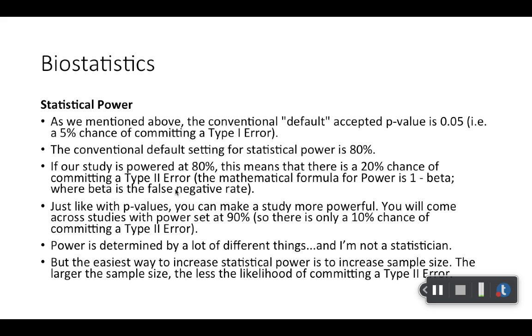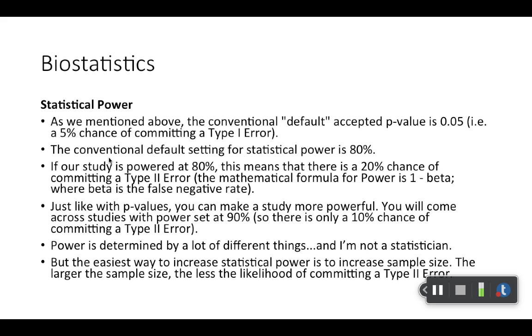Statistical power. As I mentioned before, the conventional default accepted p-value is 0.05, so 5% chance of committing a type 1 error. The conventional default setting for statistical power is 80%. So if a study is powered at 80%, this means that there's a 20% chance of committing a type 2 error. And the mathematical formula for power is 1 minus beta, where beta is the false negative rate. That's just FYI, don't worry about that.